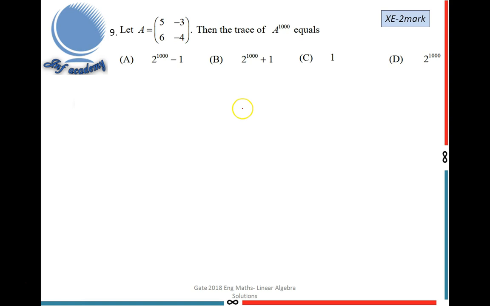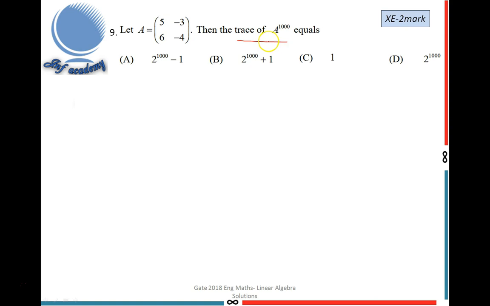Let A equal to [5, -3; 6, -4], a 2 by 2 matrix is given. Then the trace of A power 1000 equals. Trace means sum of the principal diagonal elements. Trace of A power 1000. This question is from XE department. It has 2 marks. Here one matrix is given, that matrix is A, but we have to find the trace of A power 1000 matrix.